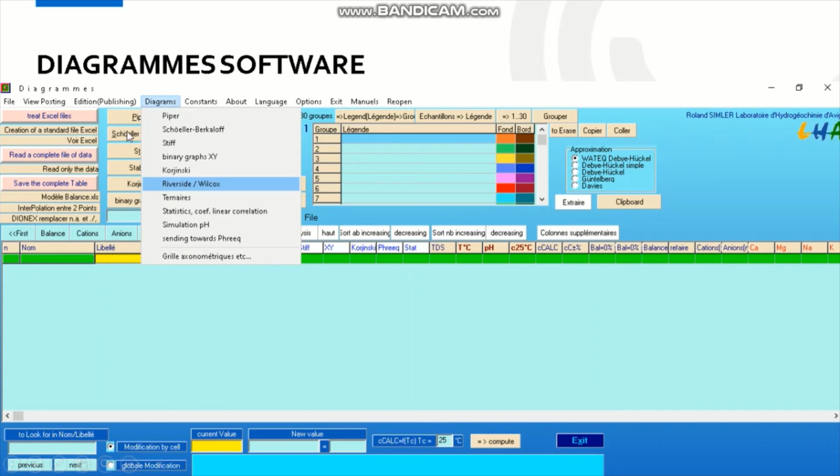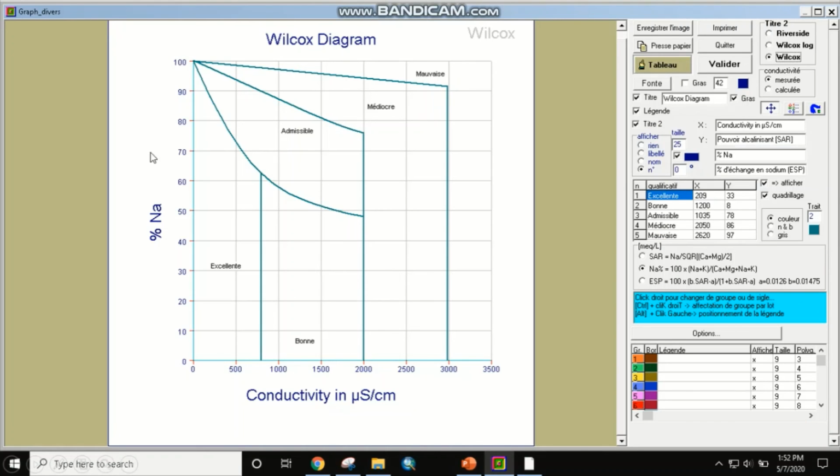Here I have given it. So here in the diagram section, if you go to Riverside / Wilcox, they have given it over here. So here we can generate the Wilcox diagram using the Diagrammes software, as well as Piper, Schoeller, Stiff, and binary graph, ternary is there, and simulation pH. These things we can generate through this software. Now, if we see, this is the layout in Diagrammes software of the Wilcox diagram.